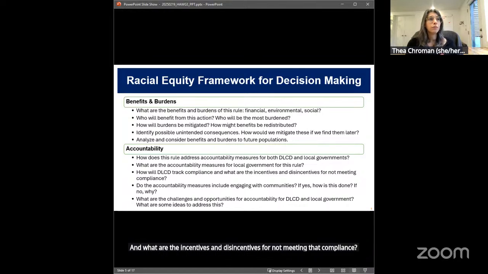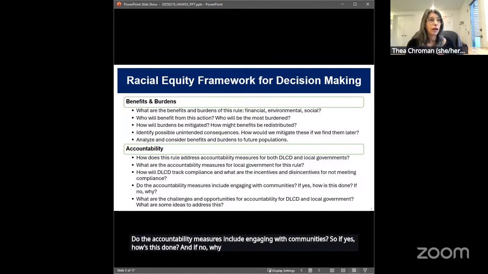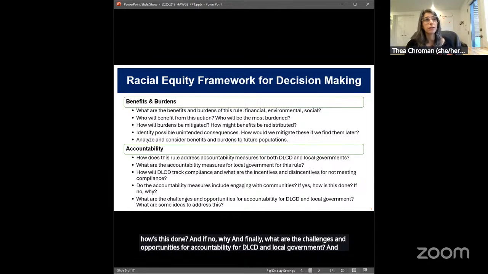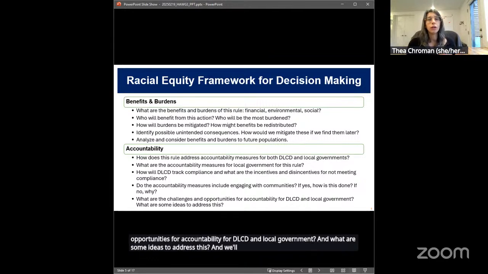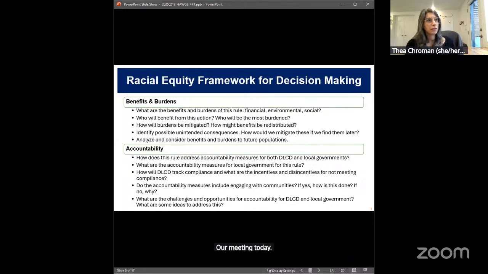Do the accountability measures include engaging with communities? So if yes, how's this done? And if no, why? And finally, what are the challenges and opportunities for accountability for DLCD and local government? And what are some ideas to address this? And we'll really be digging into a lot of these questions in the second half of our meeting today. So with that as our baseline, we can go on to the next slide.